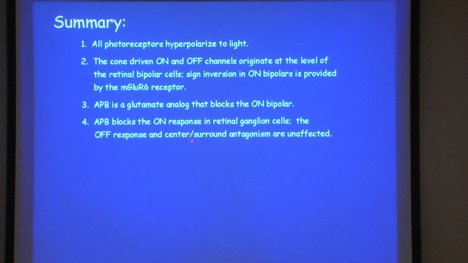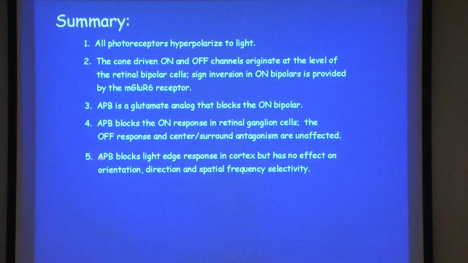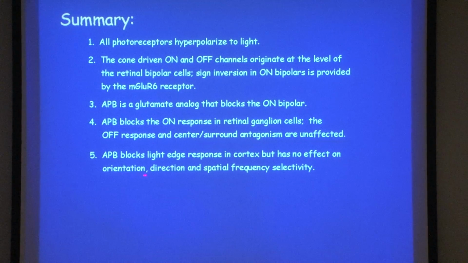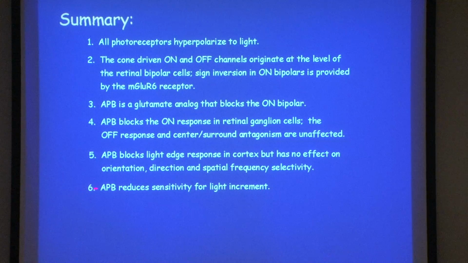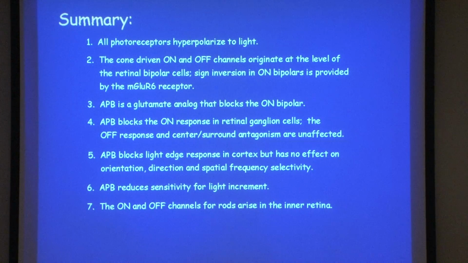All right, then APB blocks the on-response in retinal ganglion cells. The off-response and center-surround antagonism are unaffected. APB blocks lighted responses in the cortex, but has no effect on orientation, direction, and spatial frequency selectivity. APB reduces the sensitivity for light increment, and the on and off channels for rods arise in the inner retina.